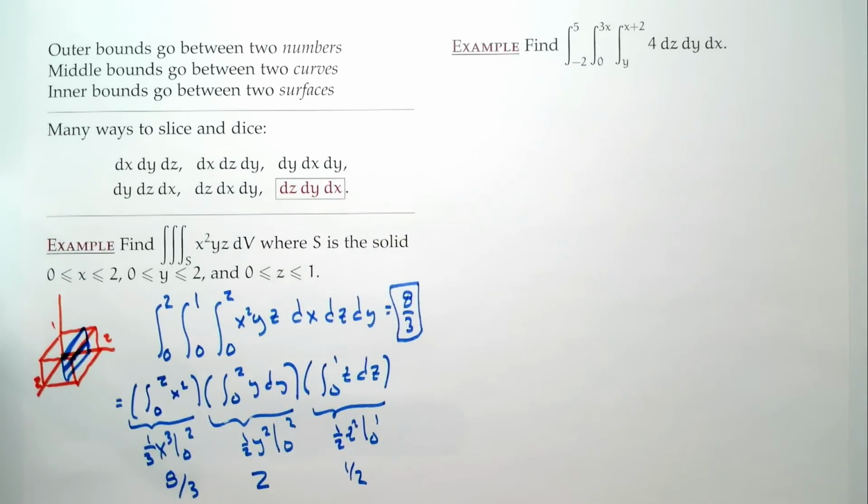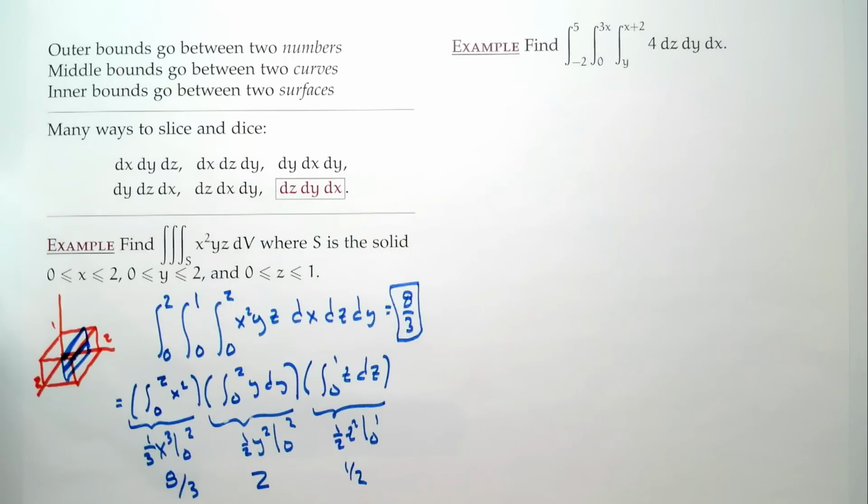All right, not everything has to be a box. So here's an example. Find the integral from -2 to 5, integral 0 to 3x, integral y to x plus 2 of 4 dz dy dx. This is not a box, and very unbox-like, but that's all right. Not everything has to be nice. We have to save some things for the test.